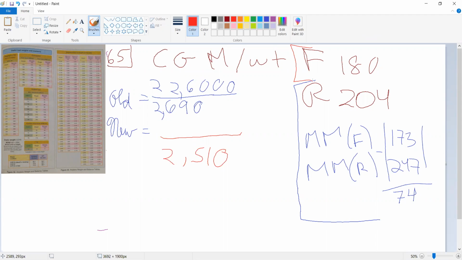That moment is 100 and what is it on the board? It says 153. Okay, that is 153. So now we have our two numbers. We have 153 and 74.